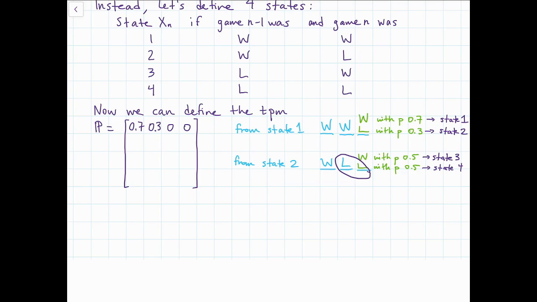Again, we can put these probabilities into the matrix. From state 2 going to state 3 has a probability of 0.5, and same for going from 2 to 4. But going from 2 to 1 or 2 to 2 is not possible, so those values are 0. I'll fill in the rest of the values here, like this, and I want you to give this a try. Follow the exact same procedure that we did from state 1 and from state 2 for states 3 and 4, and make sure that you can understand where the values in this matrix are coming from.